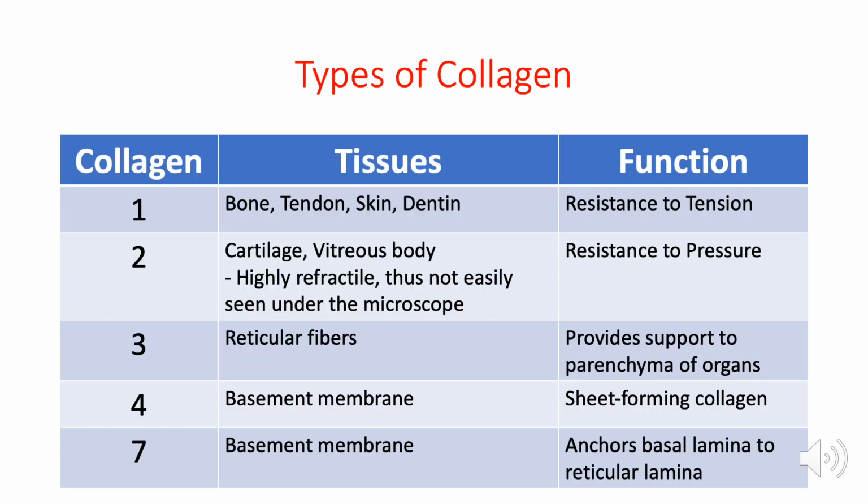Before I discuss the components of the extracellular matrix of cartilages, I want everybody to review from our discussion on connective tissue that the fiber that will predominate in cartilages is type 2 collagen fiber. There's an important characteristic of collagen type 2 that I want you all to take note. It is highly refractile, thus it will not be visible even if you stain the cartilage with hematoxylin and eosin.